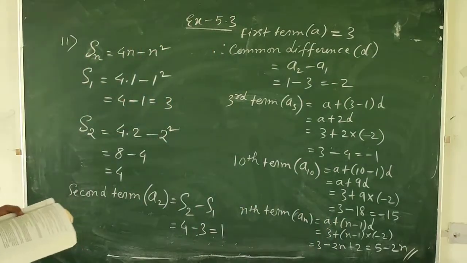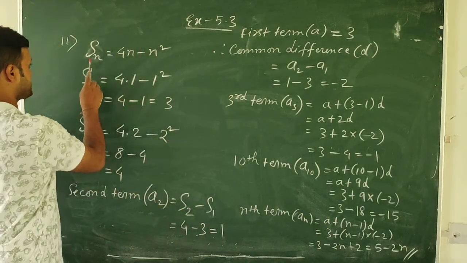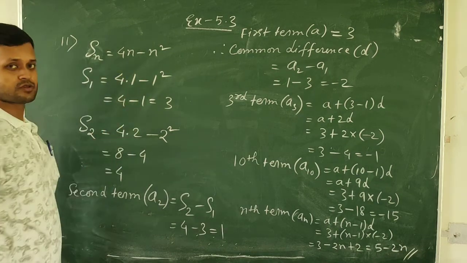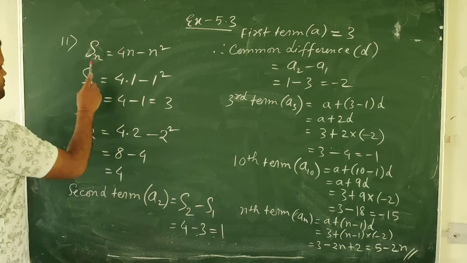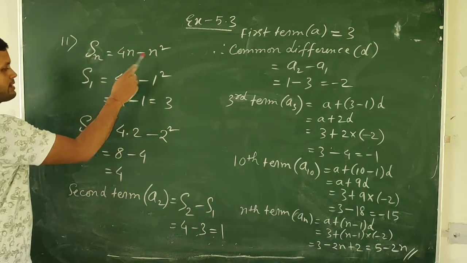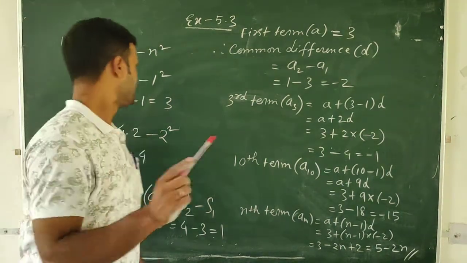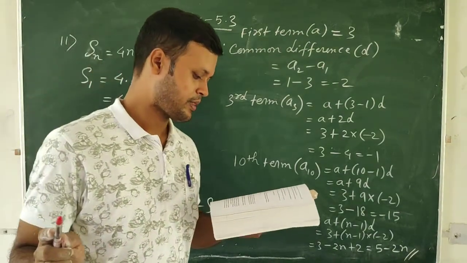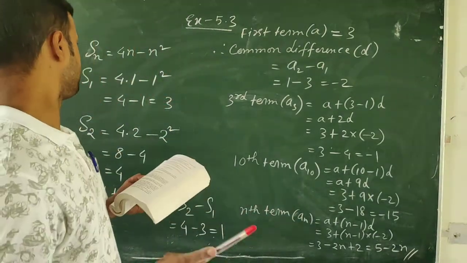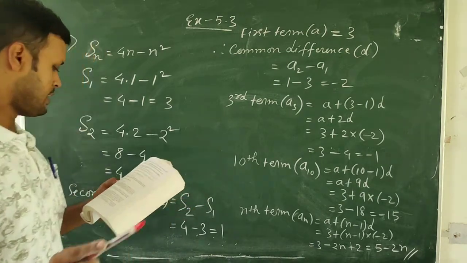The sum of the first n terms, students. Sum of the first n terms, Sn, is equal to 4n minus n square. It is given to us, isn't it? Now we need to find out what is the first term.